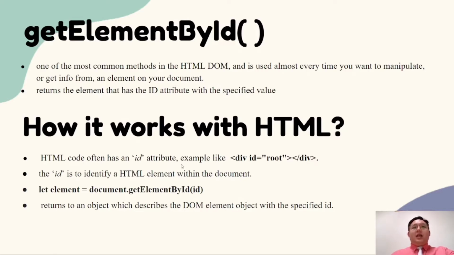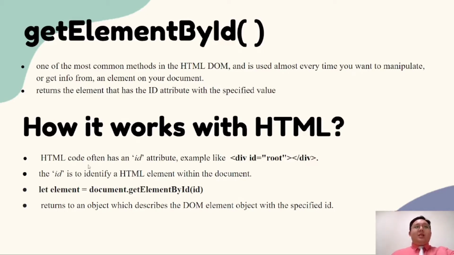Next, the ID is also a case-sensitive attribute. For example, root and another root with a capital R are totally different IDs in HTML. So, in an easy way, if you want to select an element by its ID, you have to use the getElementById method in the document.